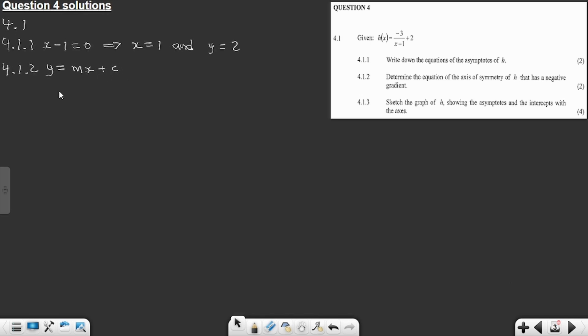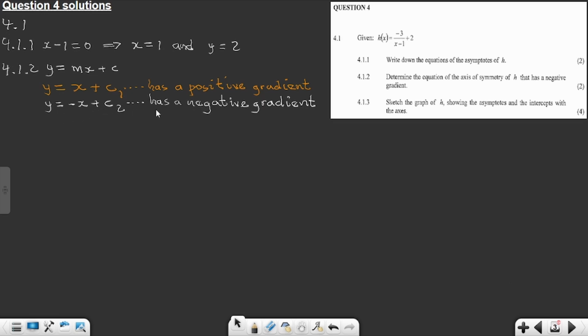And you have two axes of symmetry for the hyperbola. The equation is an equation of a hyperbola, and you have two axes of symmetry for a hyperbola. You have one which has a positive gradient and the other one which has a negative gradient. For the positive gradient, these are the equations you can see. I'll say this has a positive gradient. And you also have this one which has a negative gradient. You don't need the one with positive gradient, because the question is asking you for the one with negative gradient. So you need the second one.